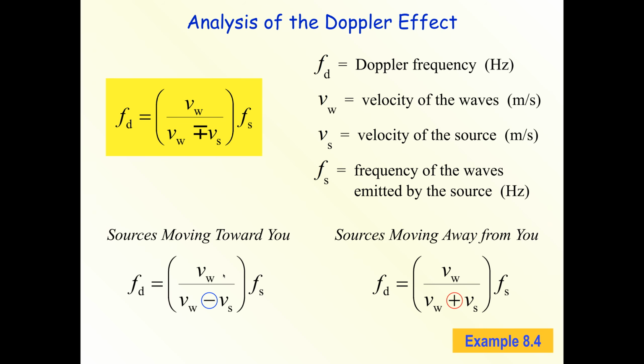Okay, and so it's always going to be the velocity of your wave over, if it's moving towards you, the velocity of the wave minus the velocity of the source. Okay, over here it would be plus.